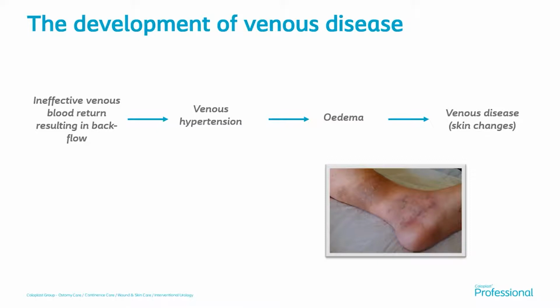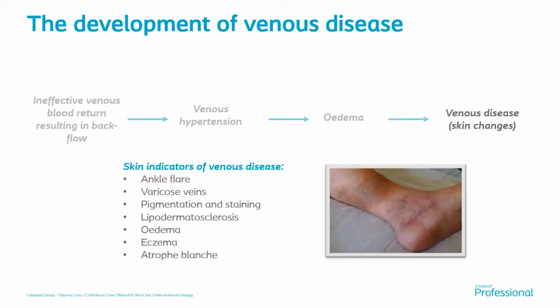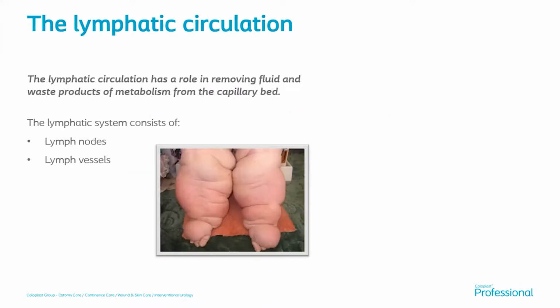So you might notice those early and subtle signs, such as ankle flare, varicose veins, that staining and pigmentation, edema, maybe some eczema presence, and atrophy blanche. And again, if you want any more details on all of those things, you should be able to find them online or within Wounds UK potentially.